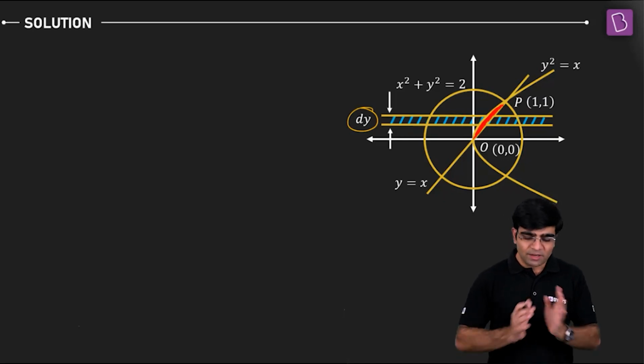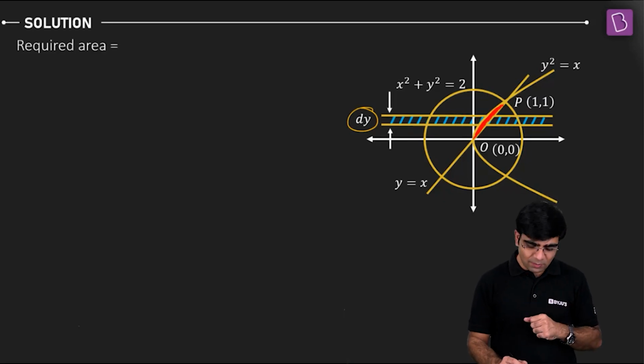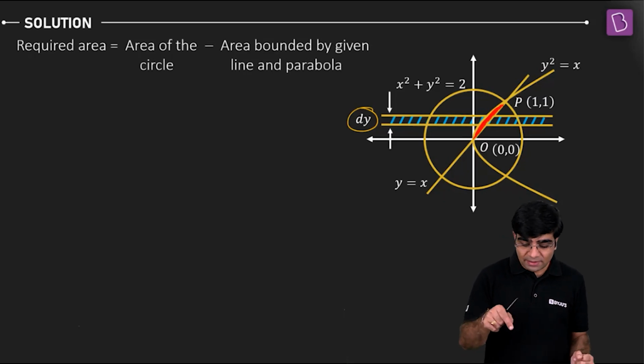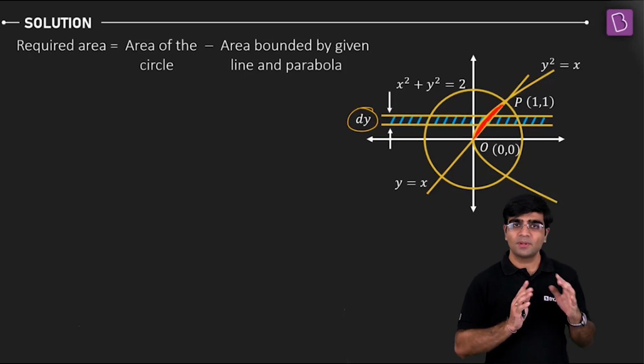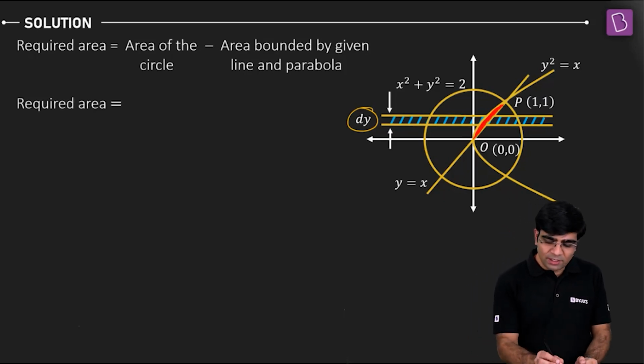Now, if I want the desired area, what is the required area? The required area is the area of the circle, and from that I will be subtracting that red colored zone, the area bounded by the given line and the parabola. Perfect.